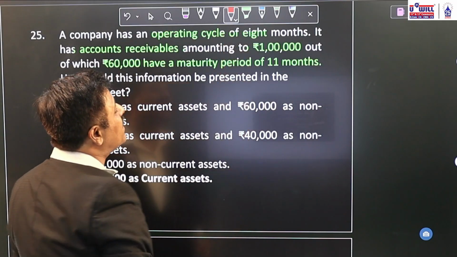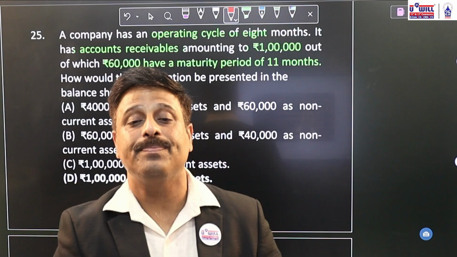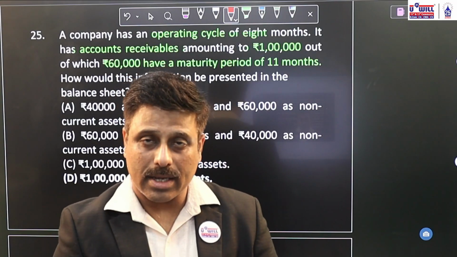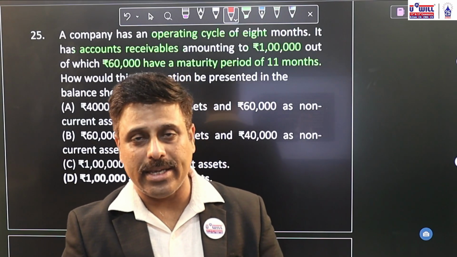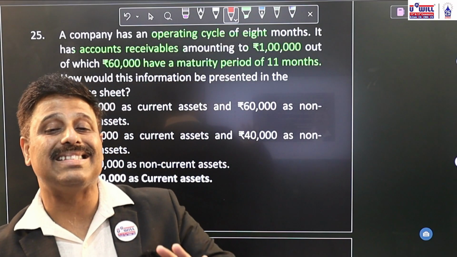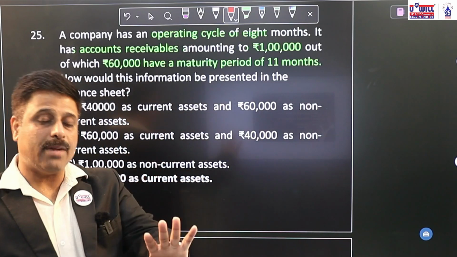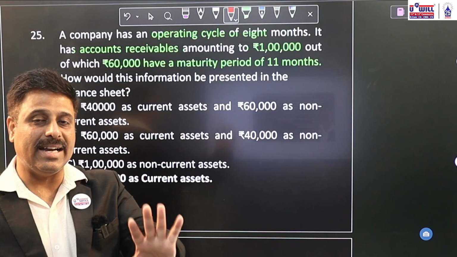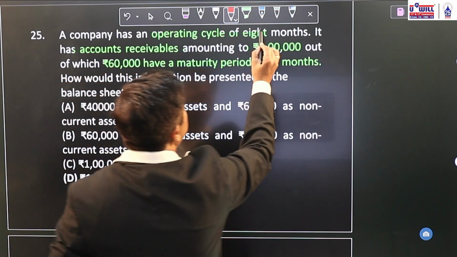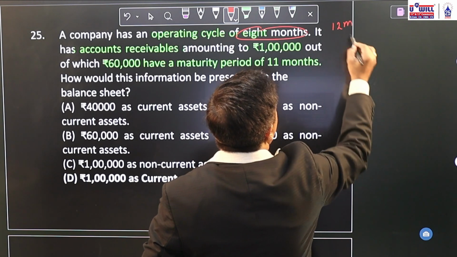Now, what is the concept of operating cycle and how do we show the thing in current asset or current liability? We consider whichever item is within the operating cycle or 12 months, whichever is higher. In that period, if it falls, it is a current asset or current liability. Because here it is 8 months, and if you compare it with 12 months, which one is higher?